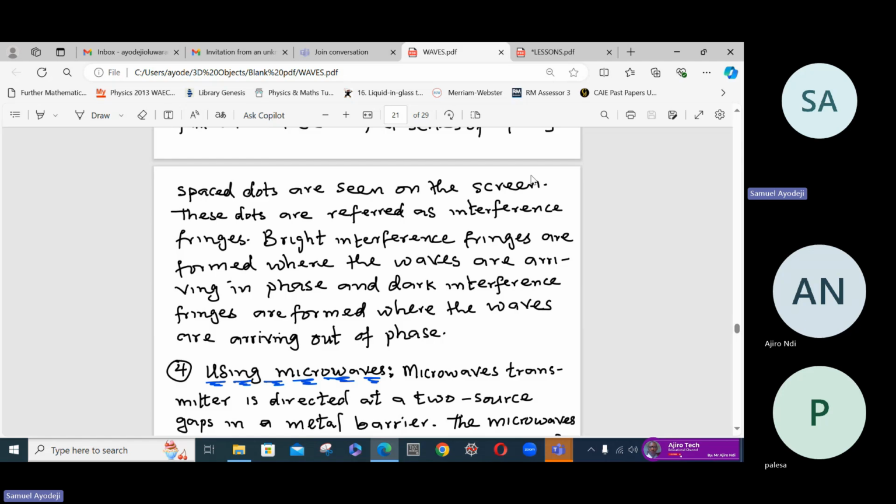So let me read it before I explain. Bright interference fringes are formed when the waves are in phase. We also have what's called dark interference fringes, which are formed when the waves are out of phase.